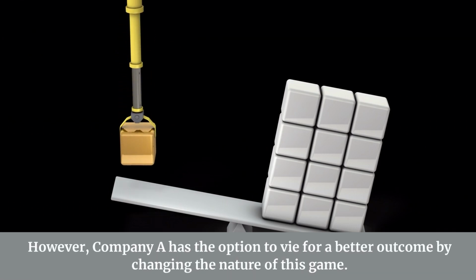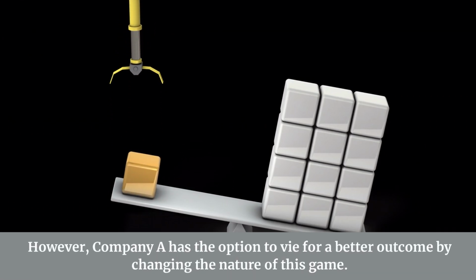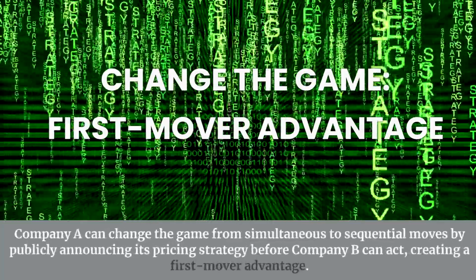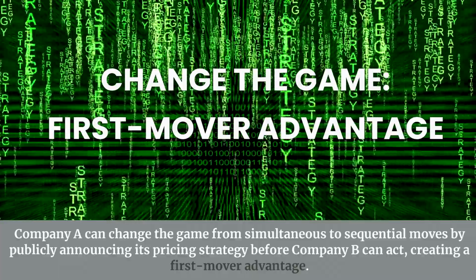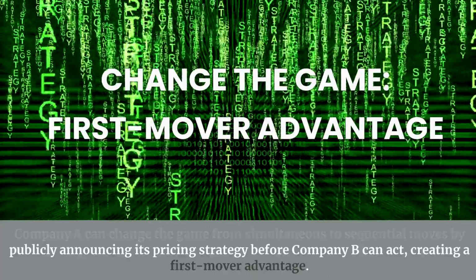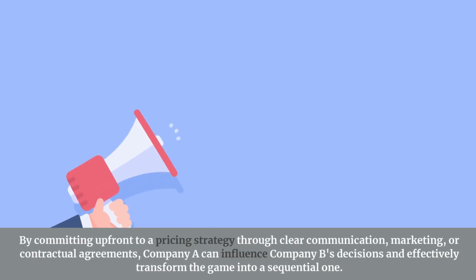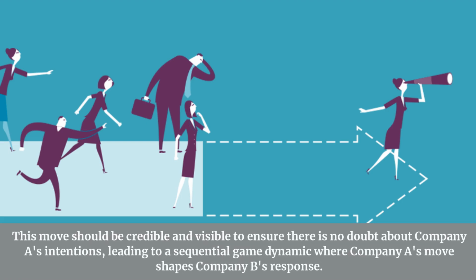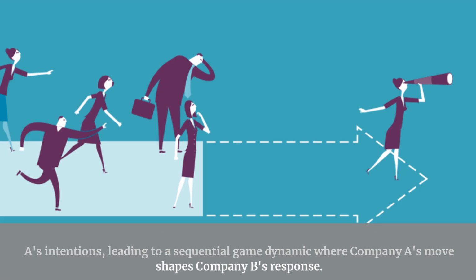However, Company A has the option to vie for a better outcome by changing the nature of this game. Company A can change the game from simultaneous to sequential moves by publicly announcing its pricing strategy before Company B can act, creating a first-mover advantage. By committing upfront to a pricing strategy through clear communication, marketing, or contractual agreements, Company A can influence Company B's decisions and effectively transform the game into a sequential one. This move should be credible and visible to ensure there is no doubt about Company A's intentions, leading to a sequential game dynamic where Company A's move shapes Company B's response.